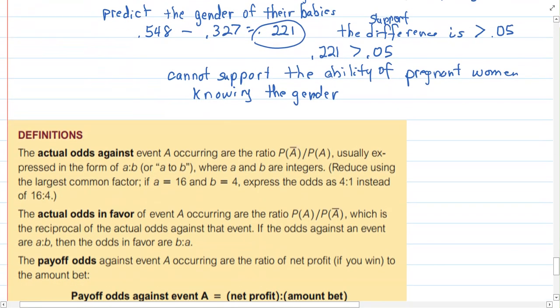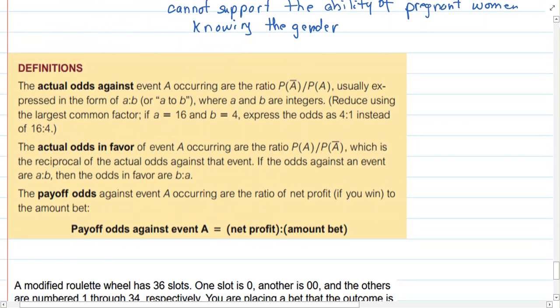All right. So we're in odds, and this is that last section. So I'm going to stop right here, and we'll start again with this when we return.